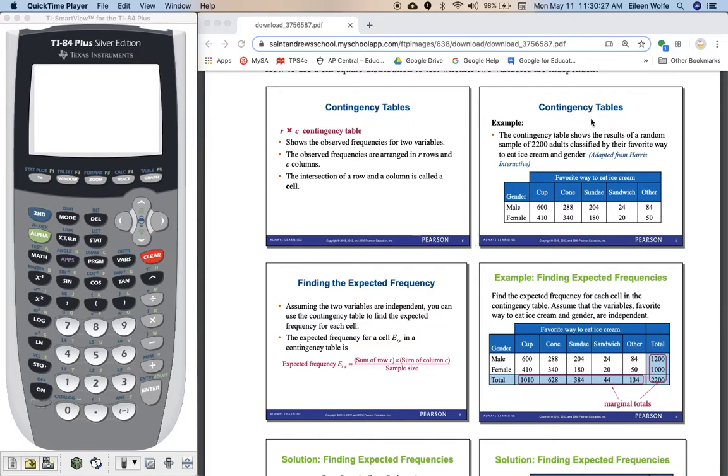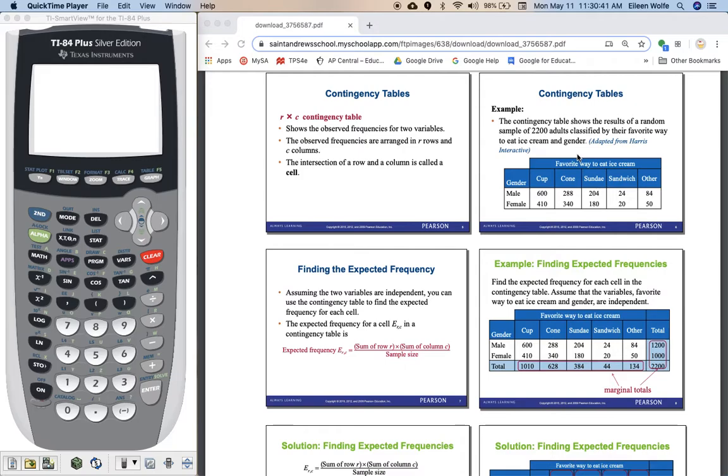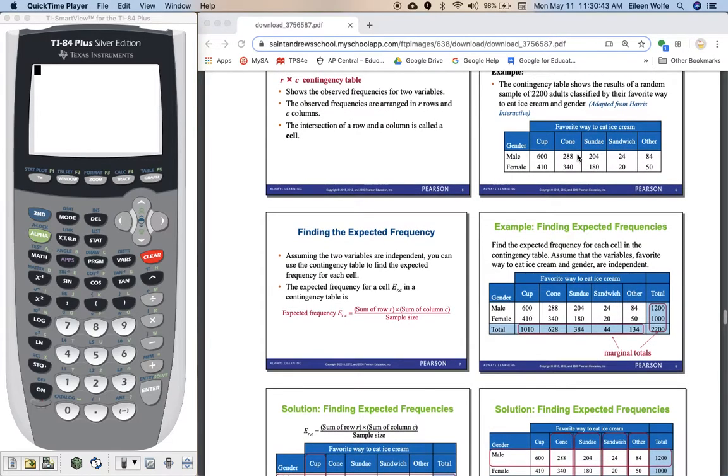So these are also called two-way tables, and in the project that you guys are going to work on in Google Sheets, you're going to see that it's called a pivot table. So if we make a survey of 2,200 adults and ask for their favorite way to eat ice cream, and then we record the results by gender, well then every single person amongst the 2,200 in the survey has to get recorded in only one place of this 10-cell contingency table.